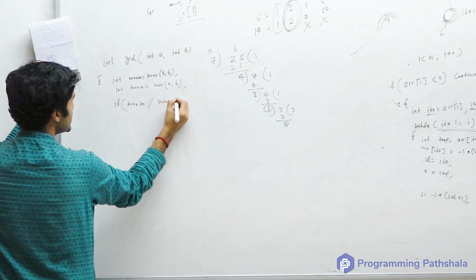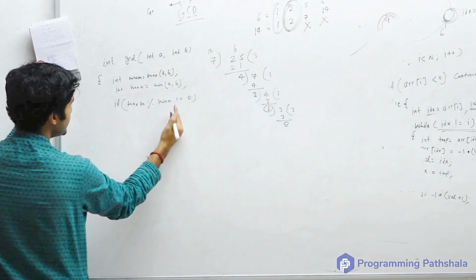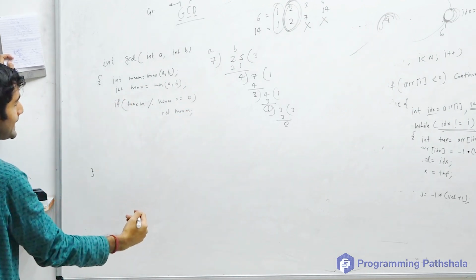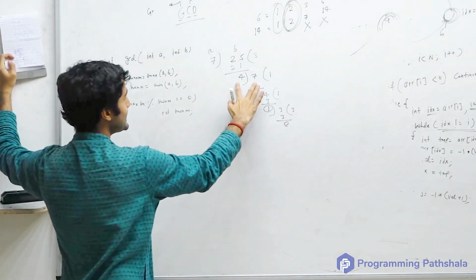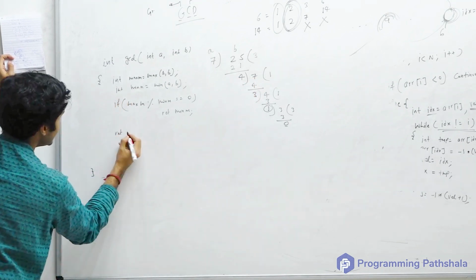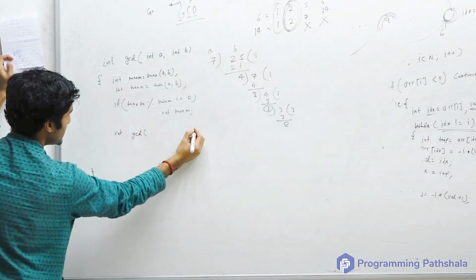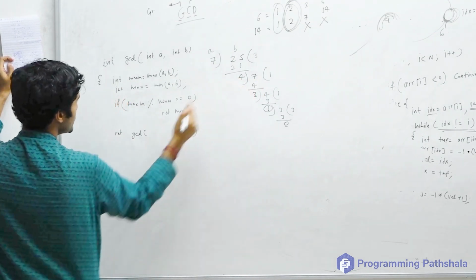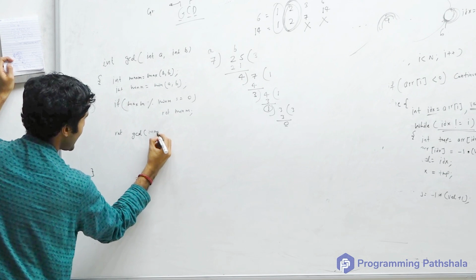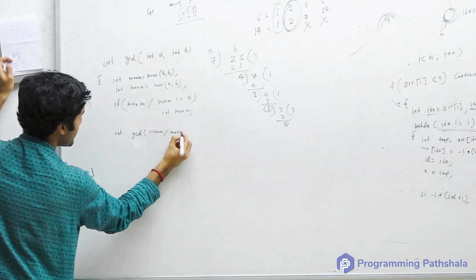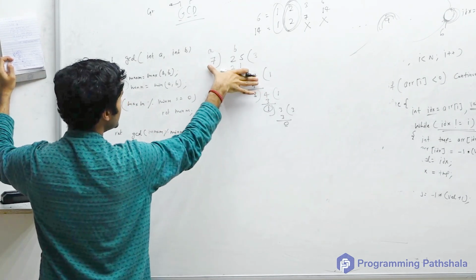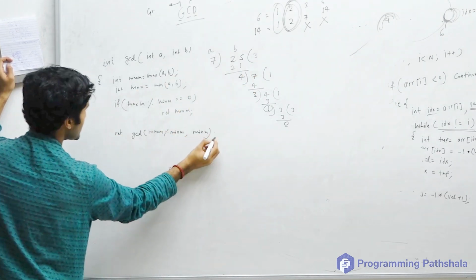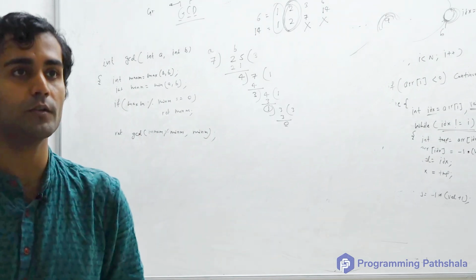Now you can simply check if this maximum is completely divisible by minimum. If it is, then you simply return minimum as your answer. If this is not the case, then you need to move on to the next iteration. That is as good as calling the GCD function for two new variables. The first one will be the remainder, maximum mod minimum, and the new dividend will be the previous divisor, which was the minimum. So this is the recursive way to implement it.